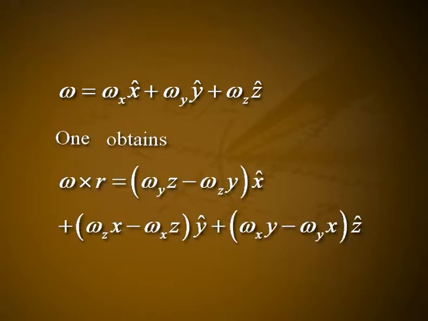Since ω is a constant vector for all points in the fluid, we can express it as ω is equal to ωx x-cap plus ωy y-cap plus ωz z-cap. One obtains ω cross r is equal to (ωy z minus ωz y) x-cap plus (ωz x minus ωx z) y-cap plus (ωx y minus ωy x) z-cap.